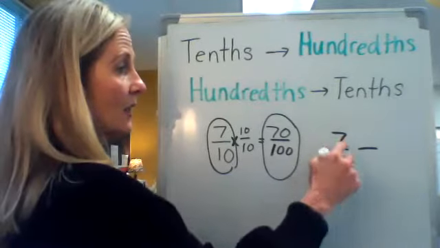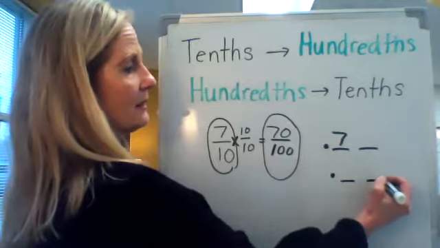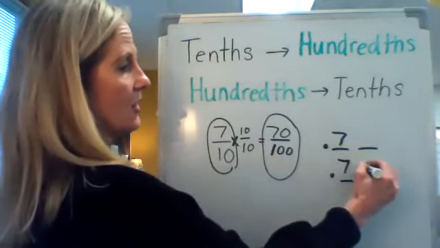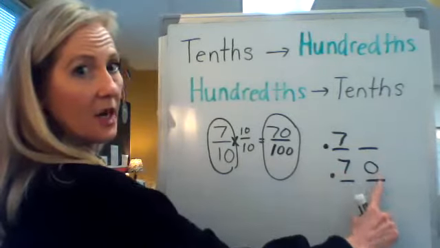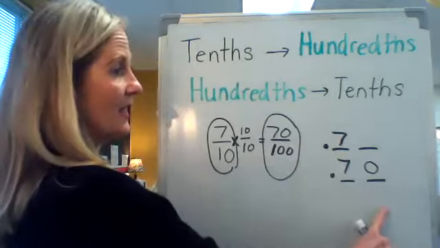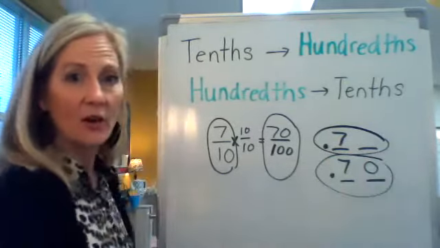Let's see what that looks like with decimals. 7/10 is the same as 70 hundredths. How would I write that? Let's try it. 70 hundredths. So 7/10 is the same as 70 hundredths, just like the two fractions are the same.